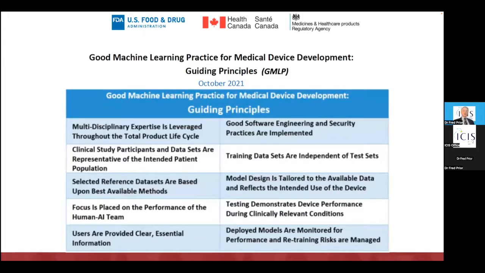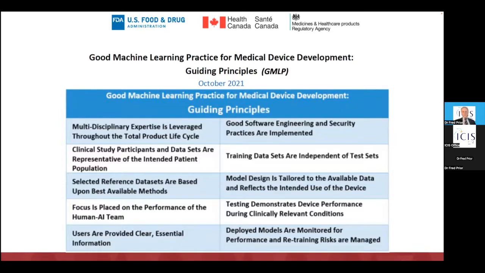Now, there's a shorter version of this, if you will, and it's a joint project between the Food and Drug Administration in the U.S., Health Canada, and the Medicines and Healthcare Products Regulatory Agency in the U.K. They came up in late 2021 with the GMLP, the Good Machine Learning Practice for Medical Device Development, and it's a set of guiding principles. You can see the principles are all very nice. They're very important, but they're also a bit loosely defined. And I think that's one of the issues that, although there's documentation to back this up, these are not necessarily actionable or as well-defined as you would like.